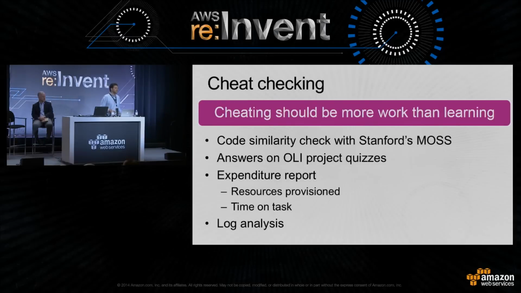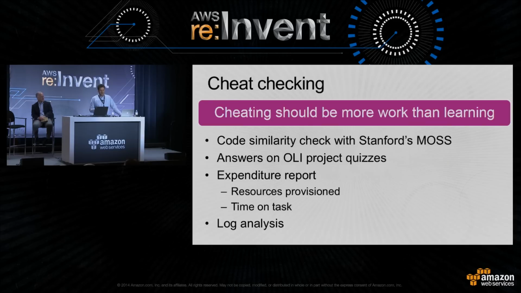So cheat checking, we think that cheating should be more work than learning. So the way we achieve that is because we monitor everything and we analyze all the work that students submit or do on the cloud, they have to do a lot of work to convince us that they did not cheat. So because of that, after a couple of attempts, then they recognize that I might as well do it myself.